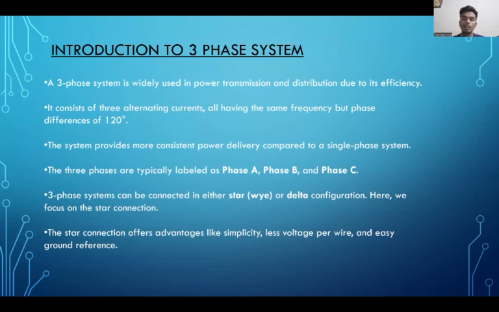Three-phase systems can be connected in two types: star configuration and delta configuration. Here in our presentation, we focus on the star configuration. The star connection offers advantages like simplicity, less voltage per wire, and easy ground reference.